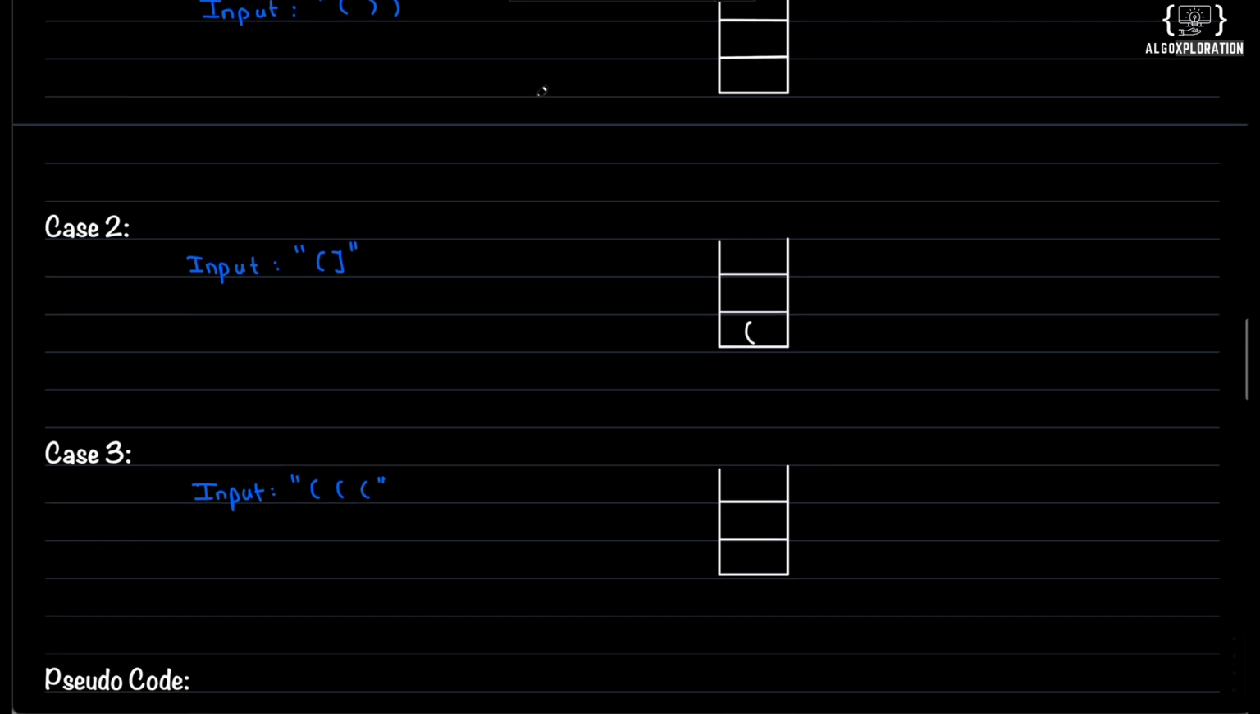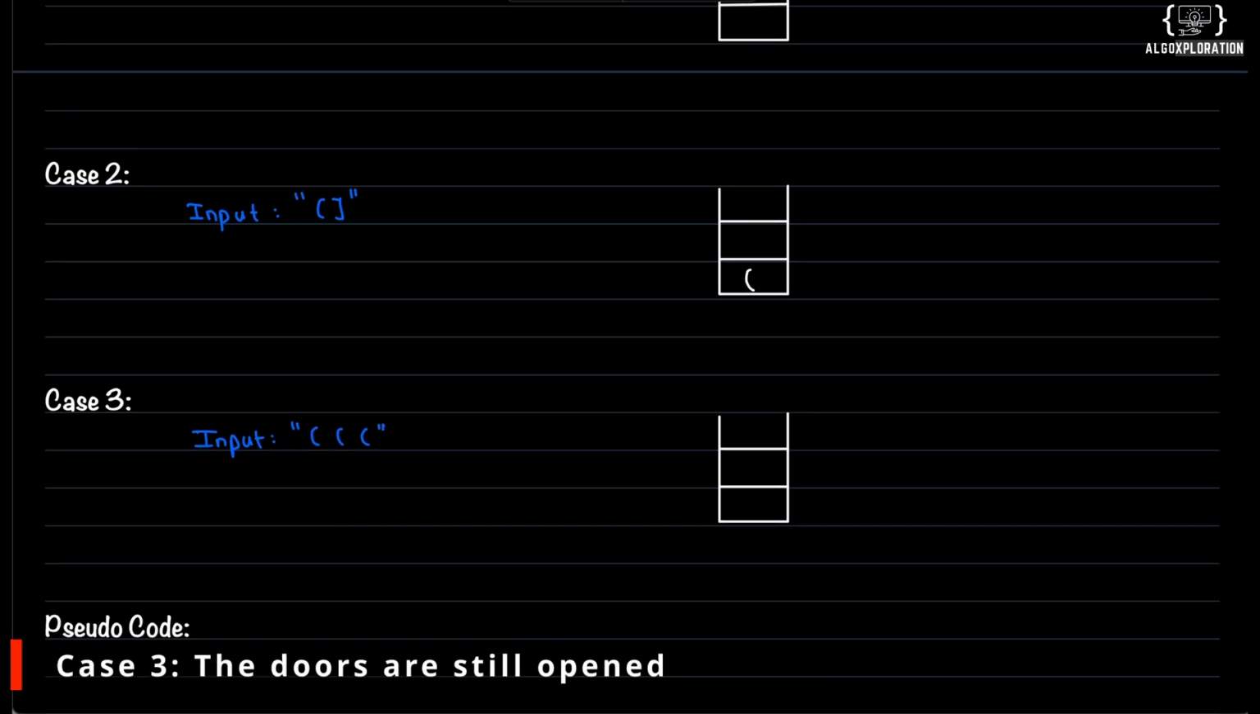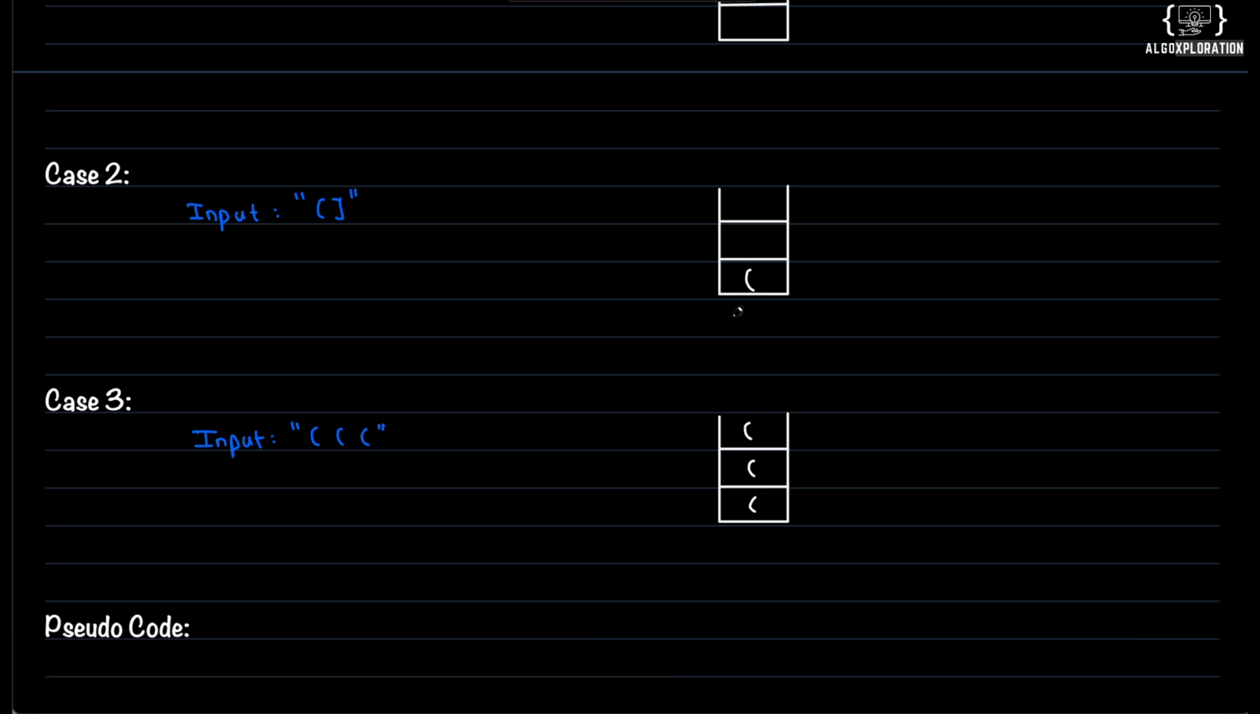And for case 3, I see that all the 3 braces are opening, so I'll basically push them one by one, and this is it. You finish the string, right? But some doors are still open, so this is also invalid. So these 3 cases cover every possible failure mode. So we need to figure this out as well.